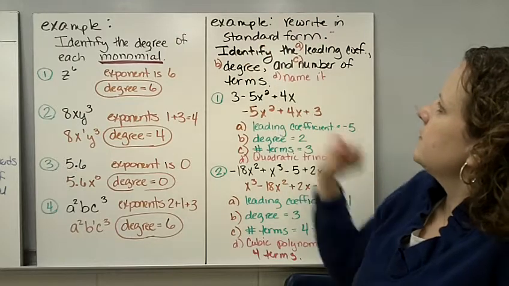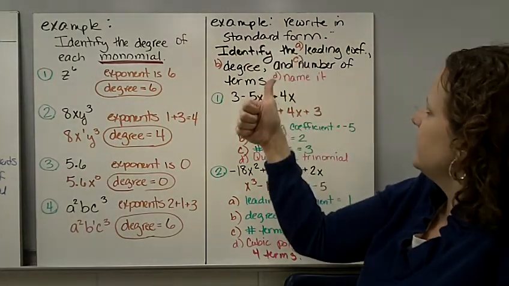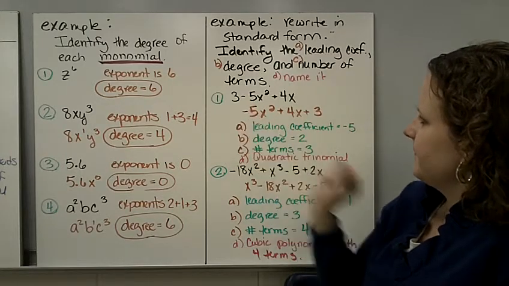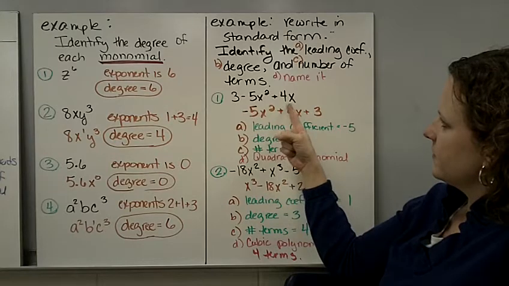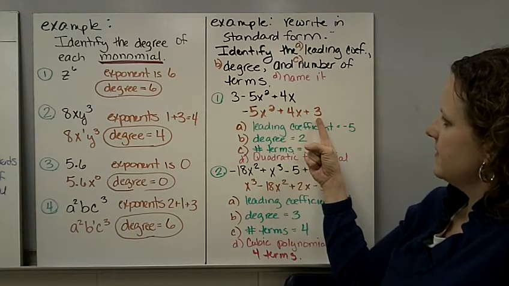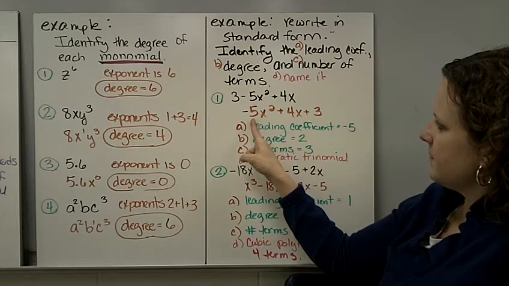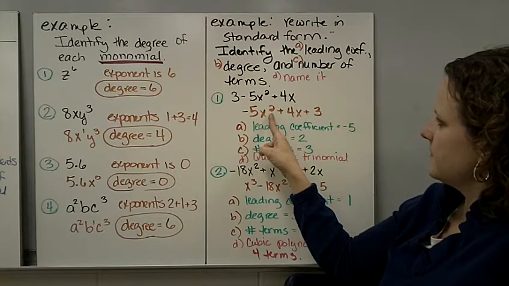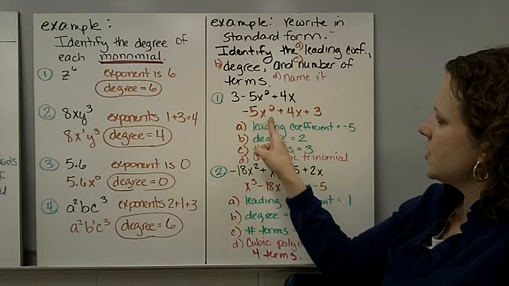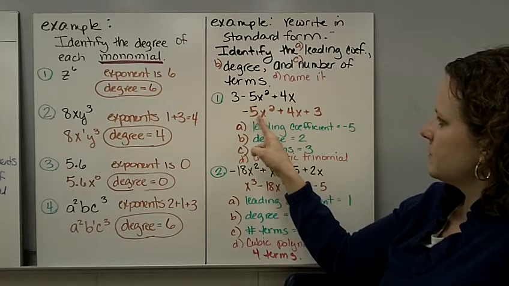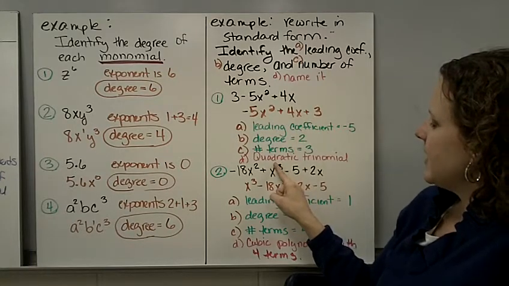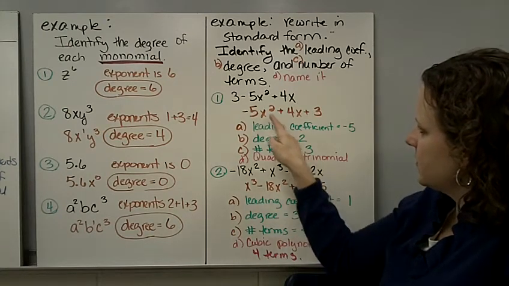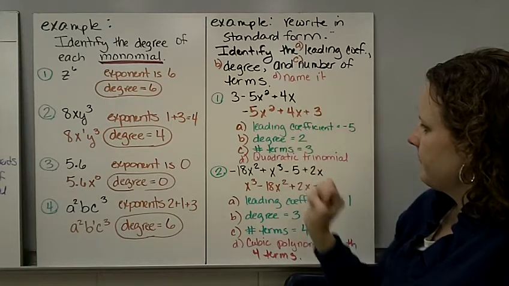Example, rewrite in standard form, identify the leading coefficient, the degree, the number of terms, and name it. First example, reorder it in decreasing order. Your leading coefficient, the number in front, is -5. The degree is the degree of your first term, which is 2. Number of terms, 1, 2, 3. And then you name it using that chart that you wrote down before. It's a quadratic trinomial. Quadratic is from the degree, trinomial means there's 3.